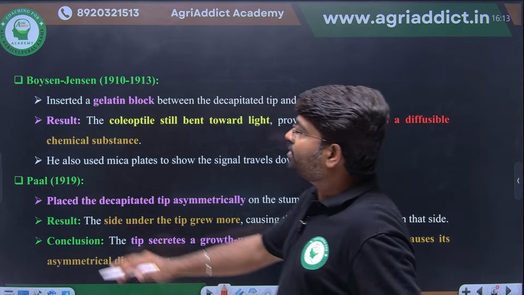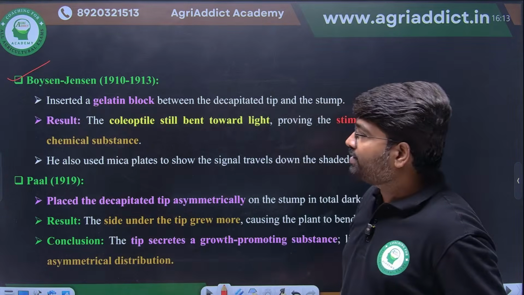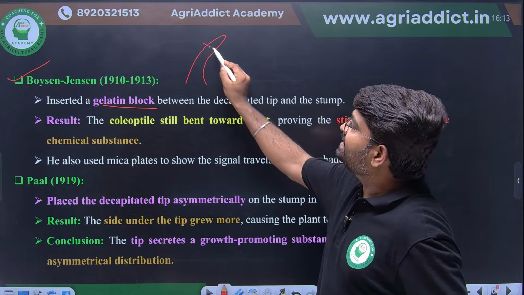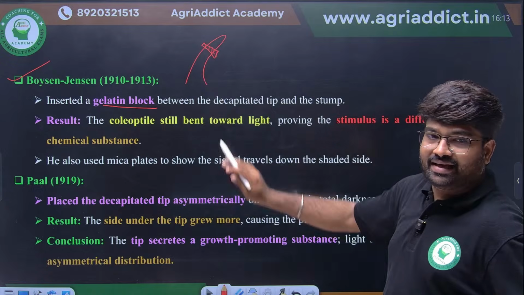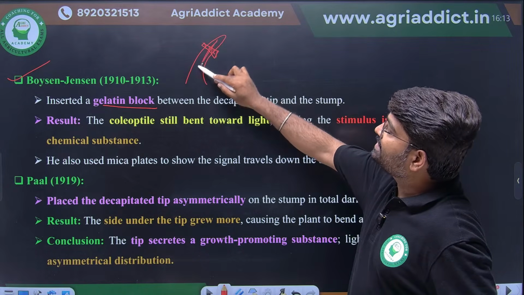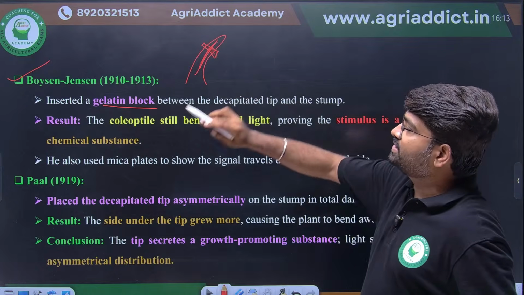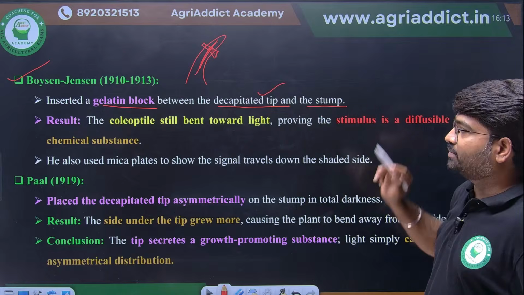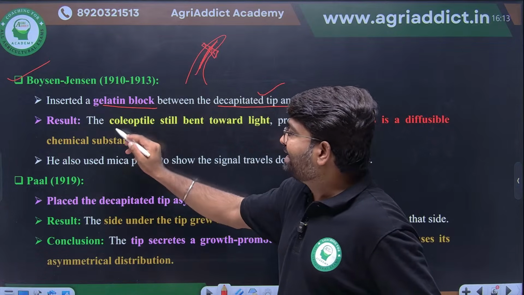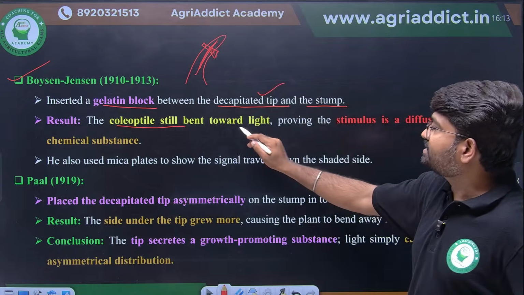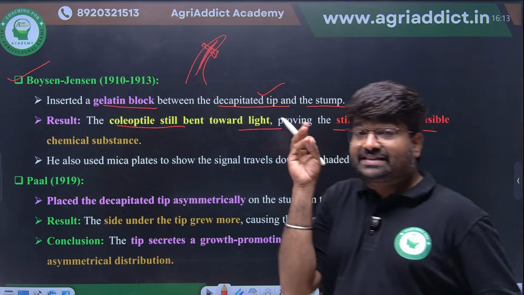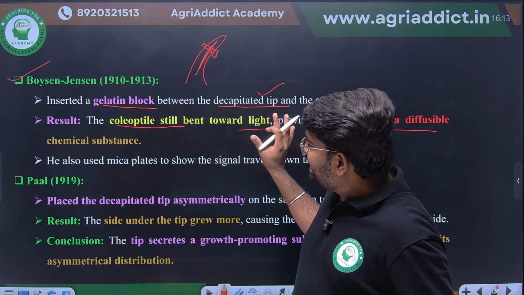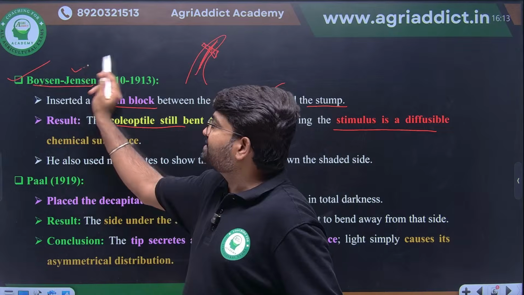Then the most important discovery was by Boysen Jensen. He inserted a gelatin block between the decapitated coleoptile tip and the stump. This gelatin block allows the transfer of phytohormones from one region to the other. As a result, the coleoptile was still bending towards the light, proving that the stimulus is mobile, that is, diffusible in nature. This is the key conclusion derived from the Boysen Jensen experiment.